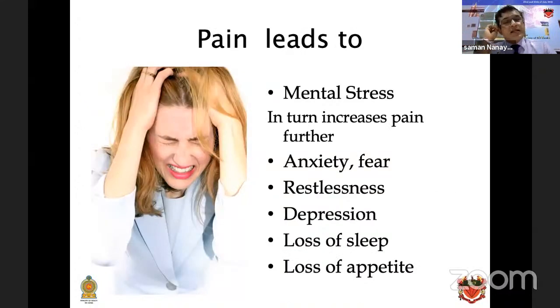Well, it will affect the central nervous system also. Pain will lead to mental stress. Stress will further increase pain, and pain will increase stress. So it will be a cycle like that, one increasing the other. Pain will lead to anxiety, fear, worry, restlessness, depression, loss of sleep, loss of appetite.